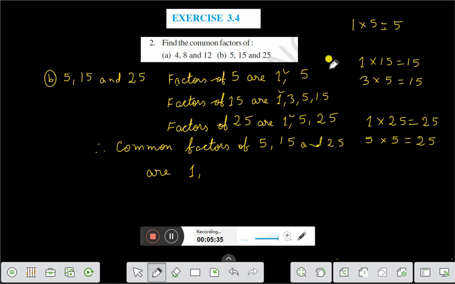And you see here that 5 is also common. 5 here, here and here. That means 1 and 5. These are the common factors. Therefore, the common factors of 5, 15 and 25 are 1 and 5. This is the solution of question number 2b.